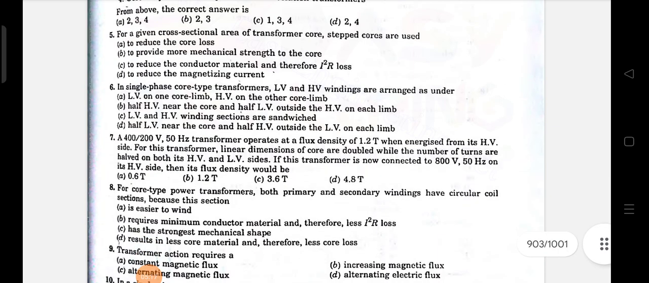Next, a 400 by 200 volts, 50 Hz transformer operates at a flux density of 1.2 Tesla when energized from its HV side. From 400 by 200 volts, HV is the high voltage, nothing but 400 volts, right? That means when E1 is equal to 400 volts and frequency f1 is equal to 50 Hz, its maximum flux density is 1.2 Tesla.